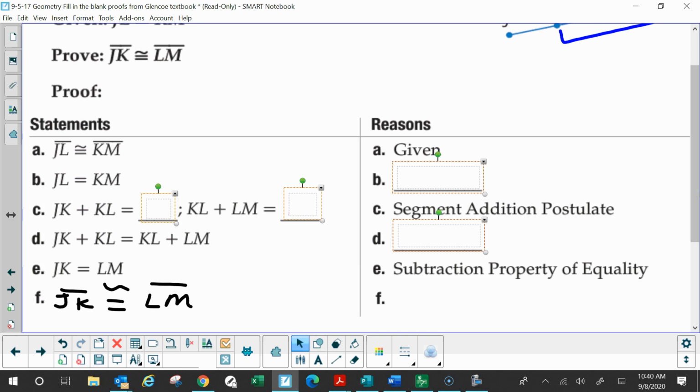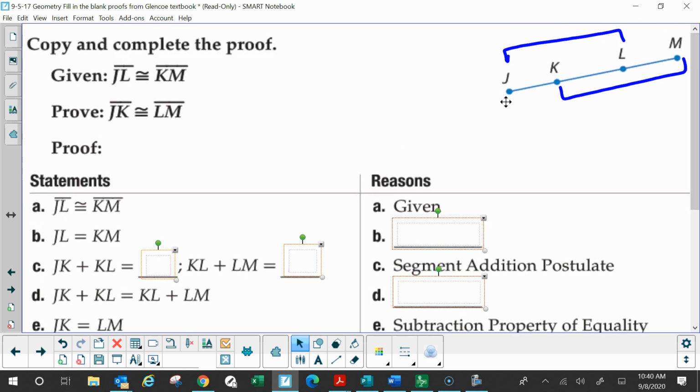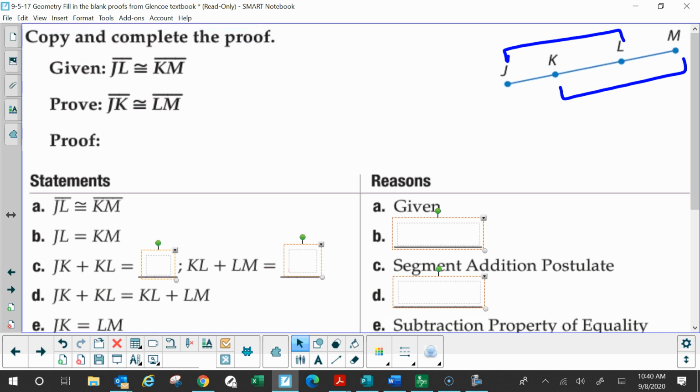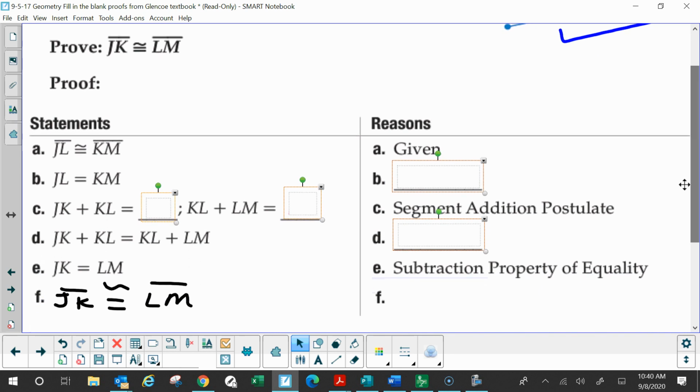All right, so just to show you, you're trying to prove that this segment JK is congruent to this segment LM. That's what you're trying to prove. I just literally copied down what it said I'm trying to prove. Your last statement is what you're trying to prove, or your conclusion.